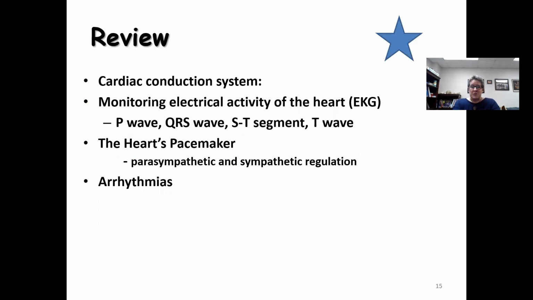That's a great place. We've covered a lot of ground with the heart's electrical system, how you measure its electrical system, and then talking about what's happening in the heart's pacemaker, including how it can slow down with parasympathetic stimulation and increase with sympathetic stimulation. And then we talked about arrhythmias and drugs to treat them. Great place to stop for today. All right.